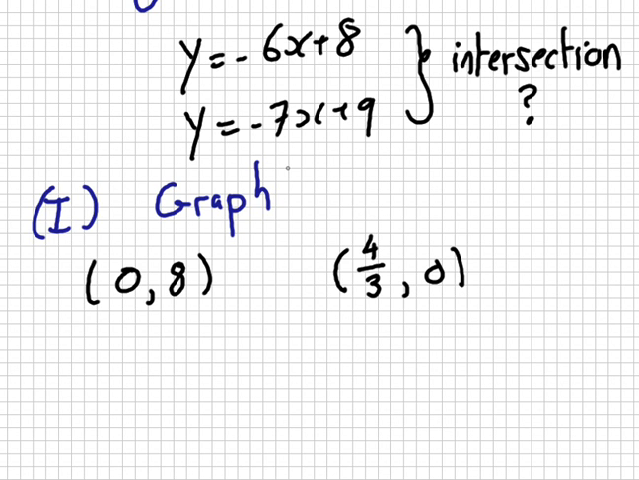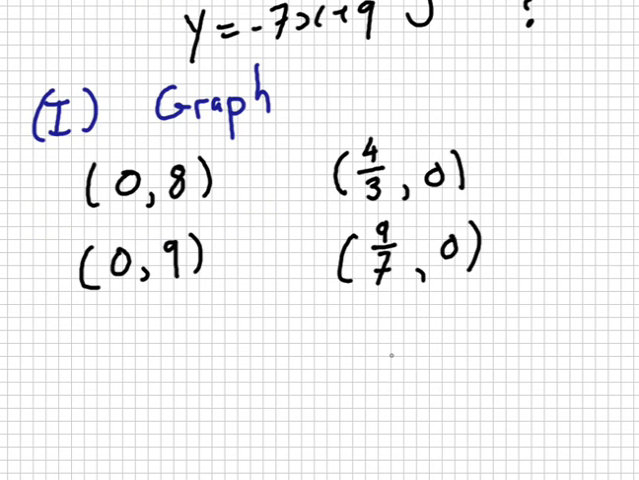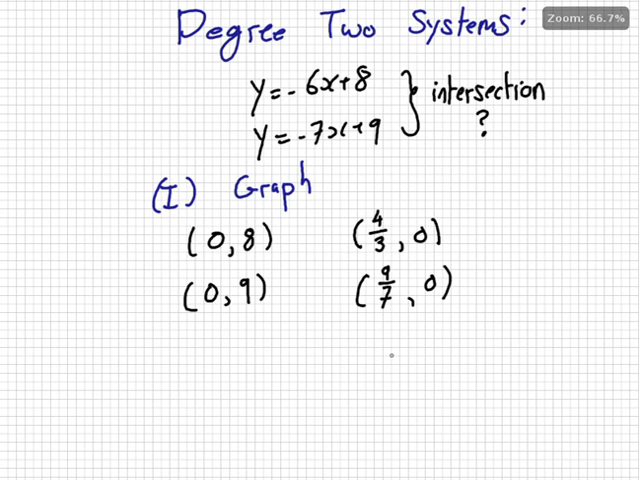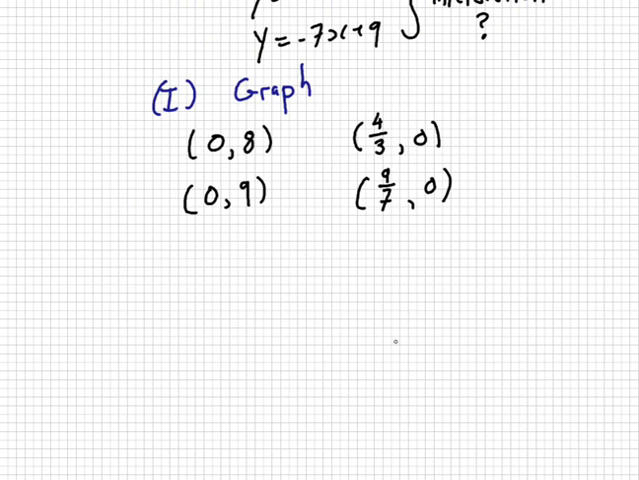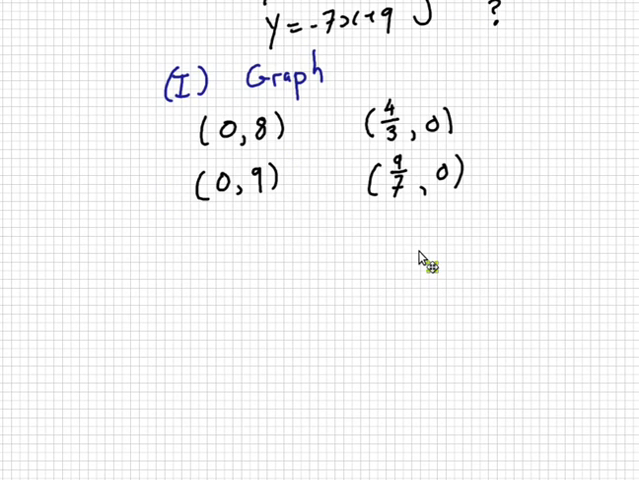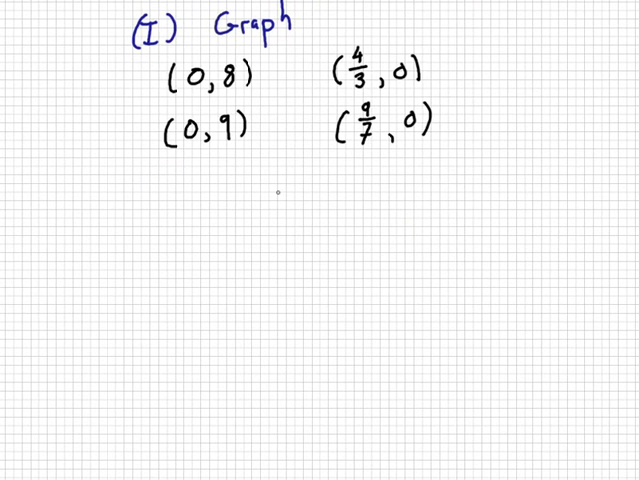Now for the second line, if x is 0, what's y? 9. And then if y is 0, what's x? Yeah, 9 over 7. So, let's try our best to draw this. This is 1a, by the way. Okay, so we'll try and draw the neatest graph I can.